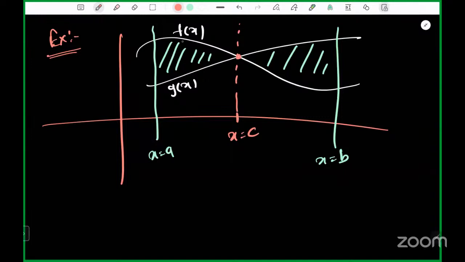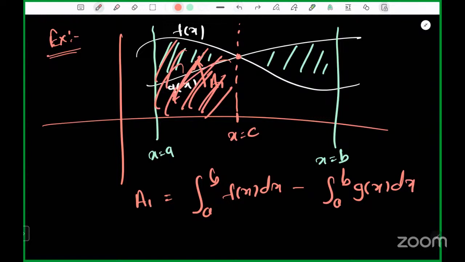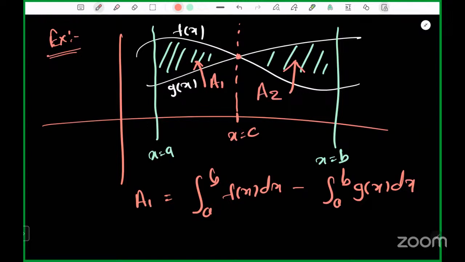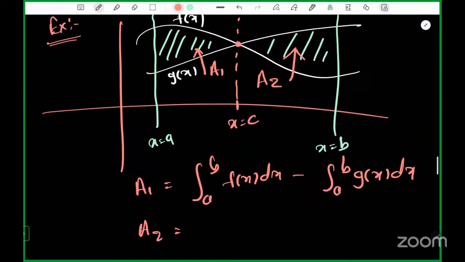Right, now it's easy to find this area because, suppose this is your A1, and we know that A1 is nothing but the integration from a to b of f of x dx minus the integration from a to b of g of x dx. Right, that means this whole area, and then we are subtracting the area covered by the function g of x. So we'll get our required area. The same thing we can apply for finding the area here too, A2. Ma'am, A to B or A to C, ma'am? Oh, A1, sorry, it's a to c. We have to use the midpoint.